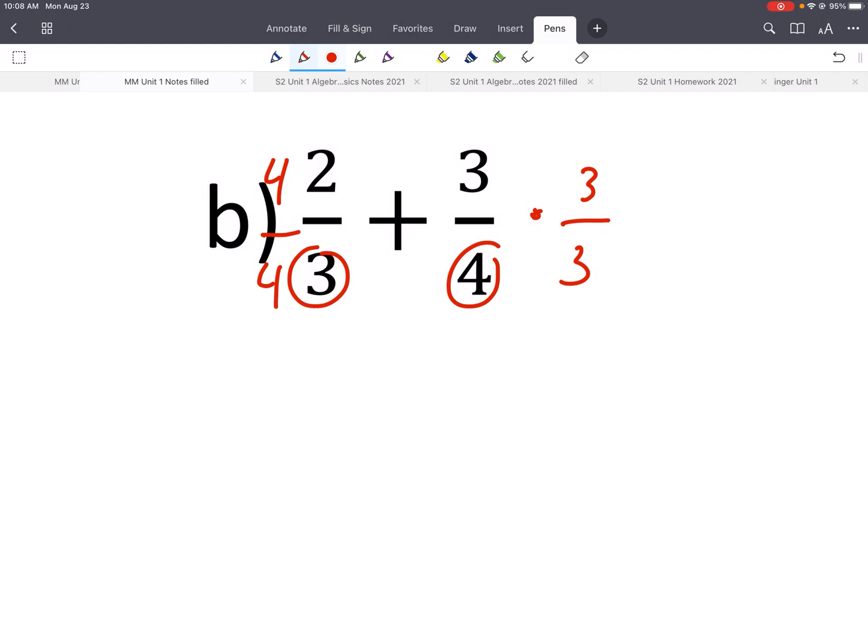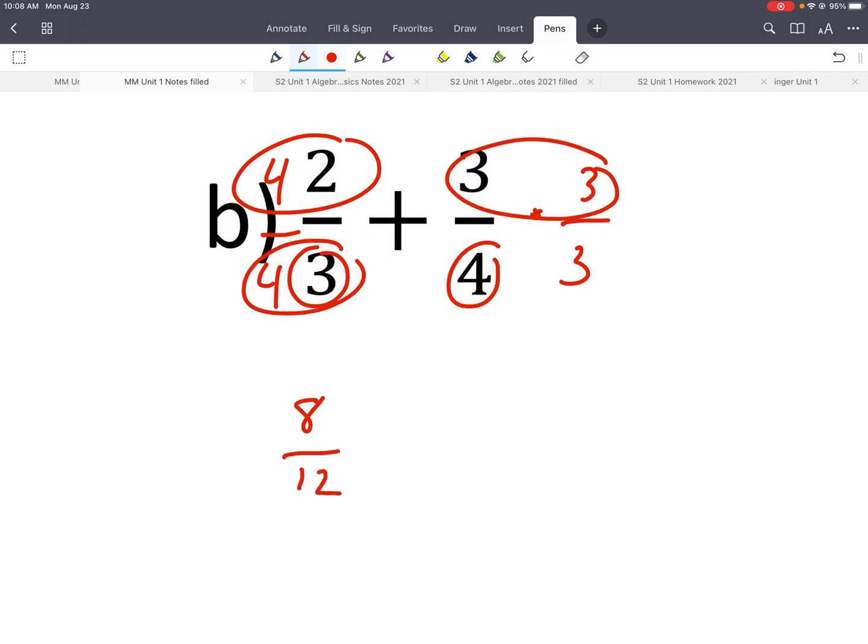And we multiply across, so 4 times 2 is 8, and then 4 times 3 is 12. 3 times 3 is 9, and 4 times 3 is 12. So now we have a common denominator. We'll add the numerators across. So that would give us 17/12.